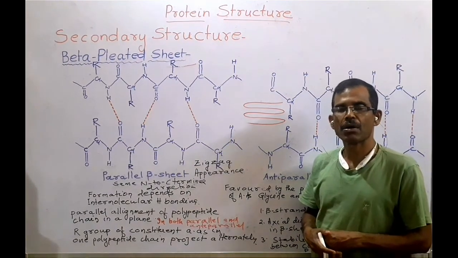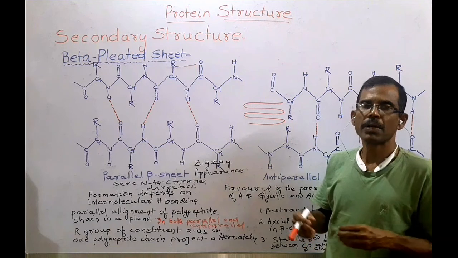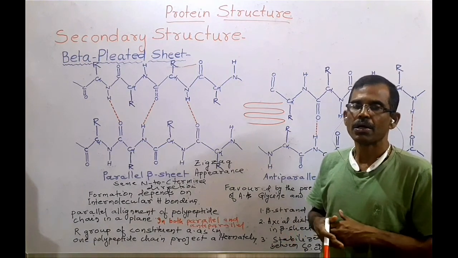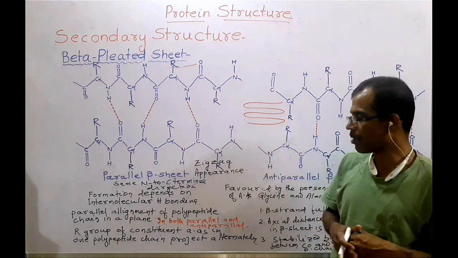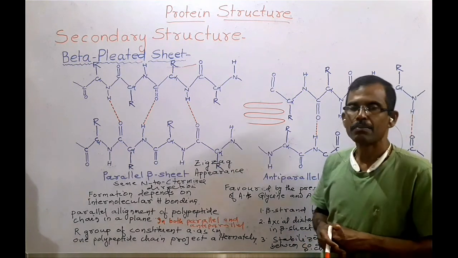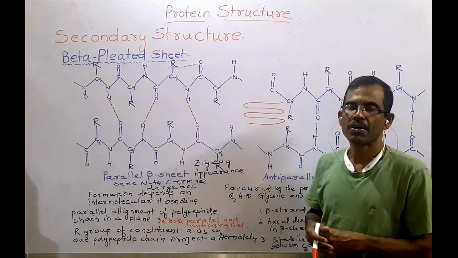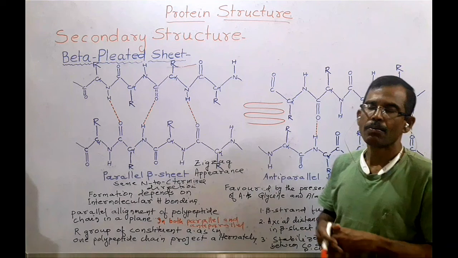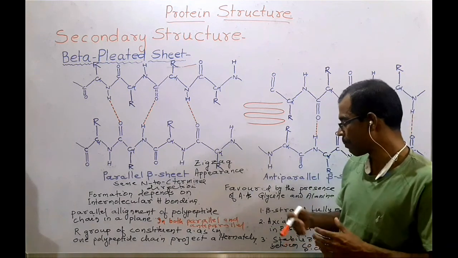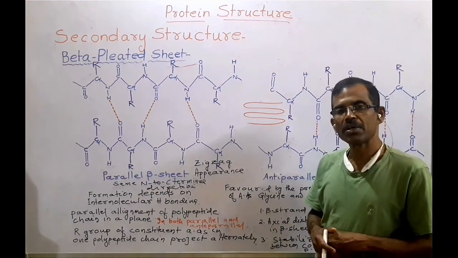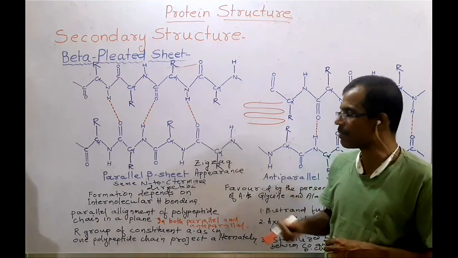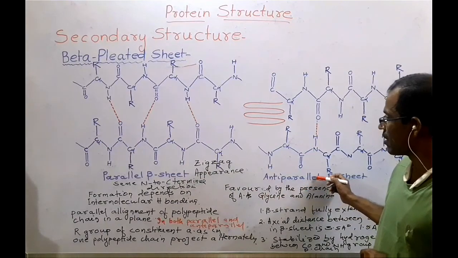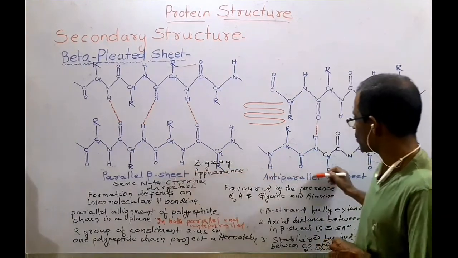The formation of beta-pleated sheet depends on intermolecular hydrogen bonding, although intramolecular hydrogen bonds are also present. Beta-pleated sheet is formed whenever there is a parallel alignment of polypeptide chains in a plane. Beta-pleated sheet is of two different types. One is parallel beta-pleated sheet and the other is anti-parallel beta-pleated sheet.